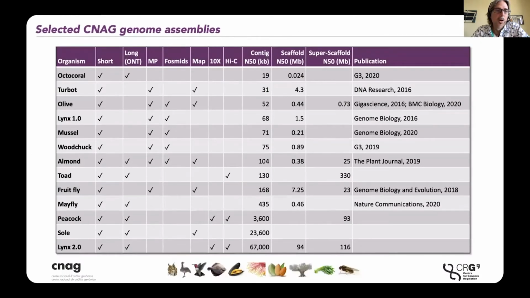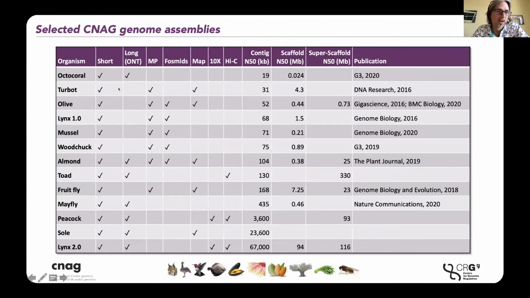Over here, I just show a few of the genomes, not all the genomes that we've assembled over the last 10 years, but a select few. Just to give you an idea, here they're ordered in terms of contig N50, not necessarily in terms of date. I thought this was a nice way of listing them.